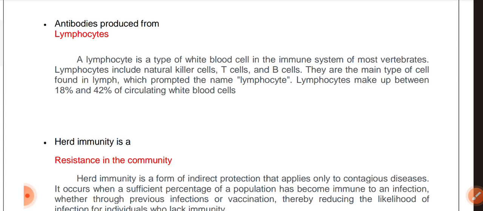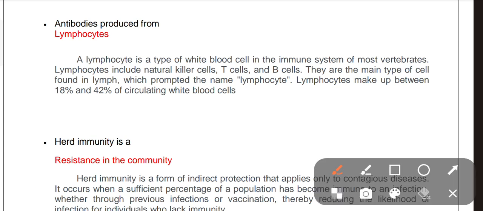So the next point is antibodies are produced from. In our body we have so many types of antibodies. Those antibodies are produced from the lymphocytes. A lymphocyte is a type of white blood cell, WBC, in the immune system of most vertebrates. Vertebrates are nothing but mammals like humans and animals.